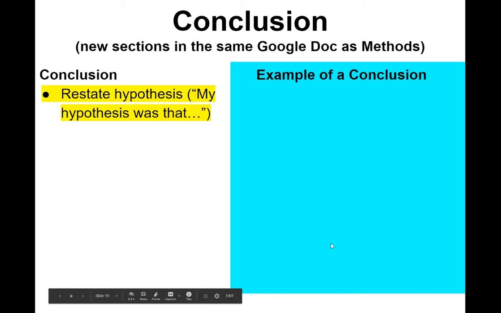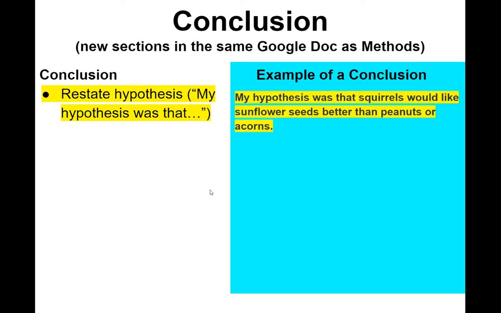Okay, so there are several things that you have to say in a conclusion, but they're short. I'm going to go through the things that you do and then give you an example over on this side. So first, and you'll do these in this order, you're going to restate your hypothesis, and you just say it like, my hypothesis was that, and then you say it. So an example from our squirrel example before, you could say, my hypothesis was that squirrels would like sunflower seeds better than peanuts or acorns.